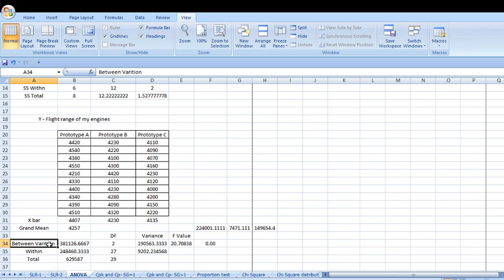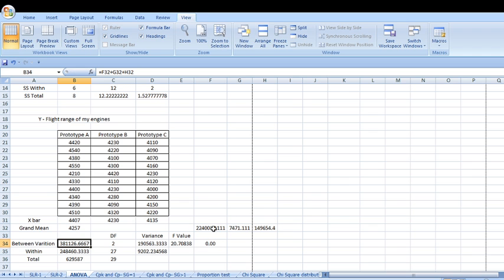And the first thing I need to calculate here is the between variation. Between variation, as you know, is the variation between factor A, factor B and factor C, or level A, level B and level C. How do I do that? It's very simple. You've got this formula available, right?